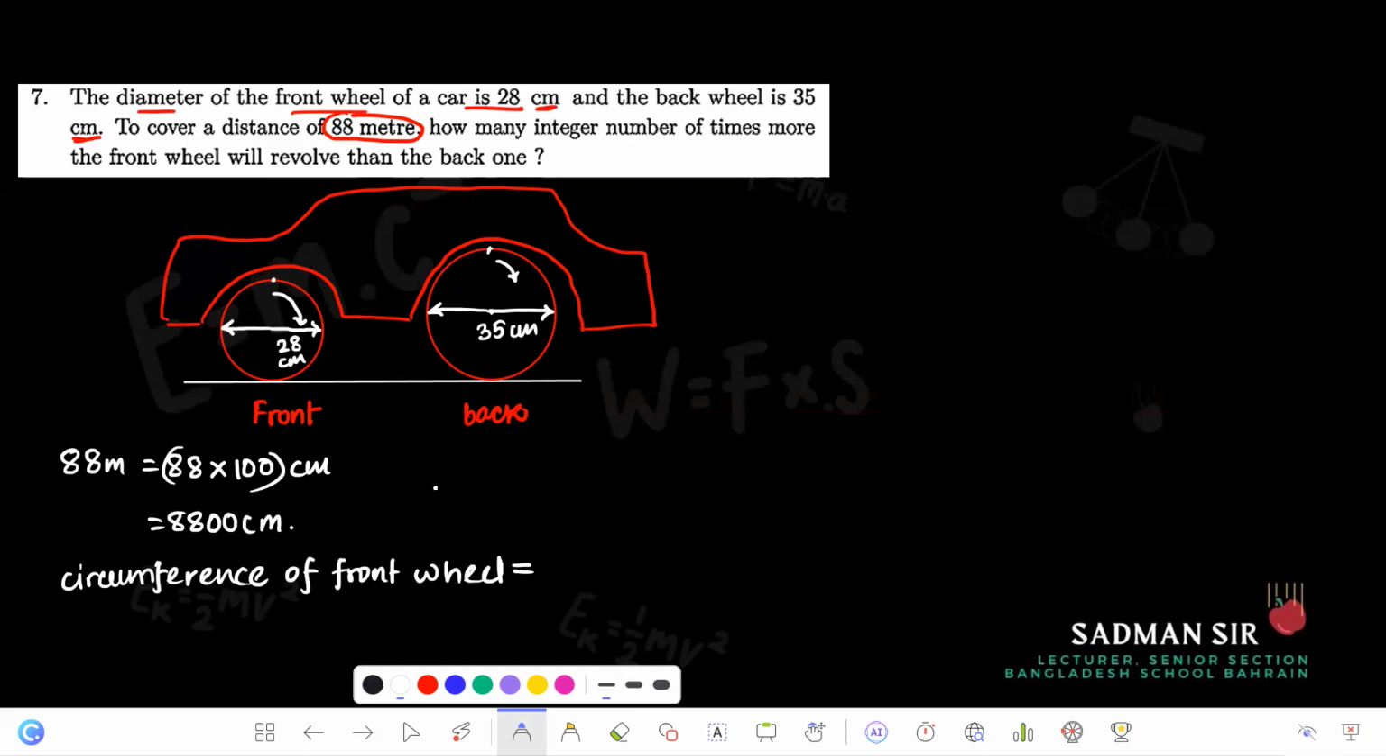We know the formula of circumference to be pi into d, pi into diameter. So front wheel, what is the diameter? 28. So it will be 28 pi, correct? D is 28 and pi will be there. So 28 pi centimeter. Now circumference of the back wheel will be 35 pi centimeters. Correct or not?